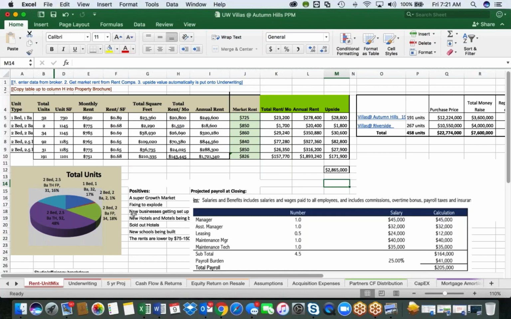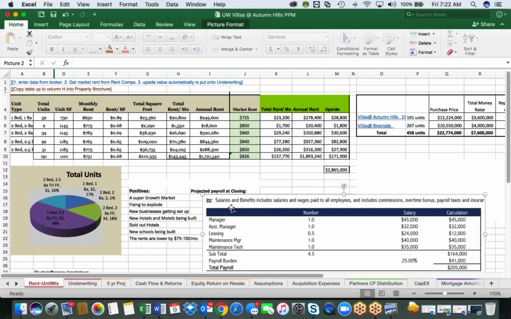Fixing to explode, new businesses getting set up, new hotels and motels being put there, sold out hotels. You can't get a hotel there. New schools being built right in the backyard of this property. The rents are lower by $75 to $150. Isn't that awesome? So more things, you can put them into this worksheet. That's going to make it a better decision, right?